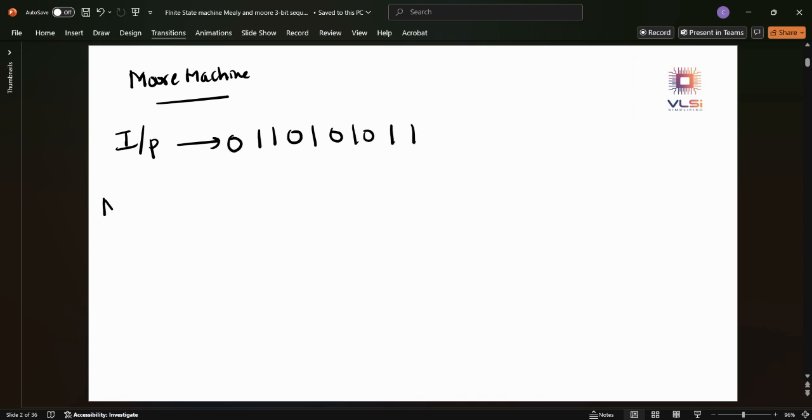In Moore machine, you will get the output at the next clock pulse. So see here, non-overlapping: it is 0, and it is 0, and here also 0. I'm searching for what sequence? 101. And here also you got 0, and here you will get 0 only. So at the next clock edge, that means at the next clock pulse, you will get 1.